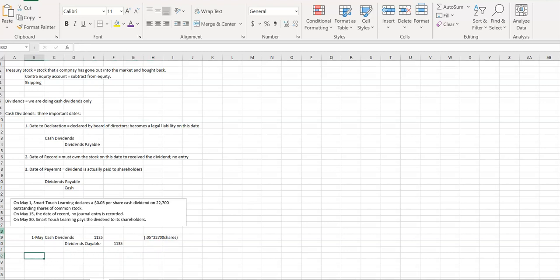All right, on May 15th, there's no entry. And then on May 30th, which is the date of payment, we're just going to have dividends payable debited and cash out the door for the 1135.